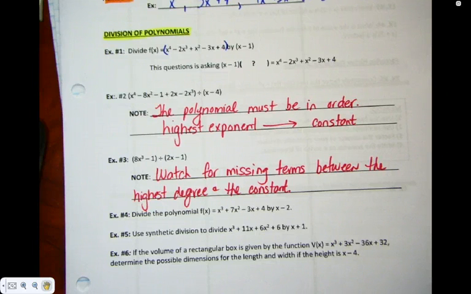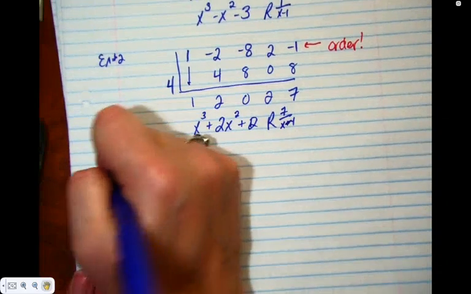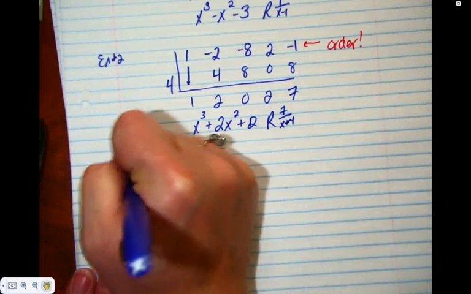So every time we do a synthetic division, the first thing I'm going to say is check the order. The second thing I'm going to say is watch for missing terms. Those are 2 things you need to consider. And we did this with oblique. We just didn't really talk about it, but we put the zeros when we needed them. Okay, so example number 3.